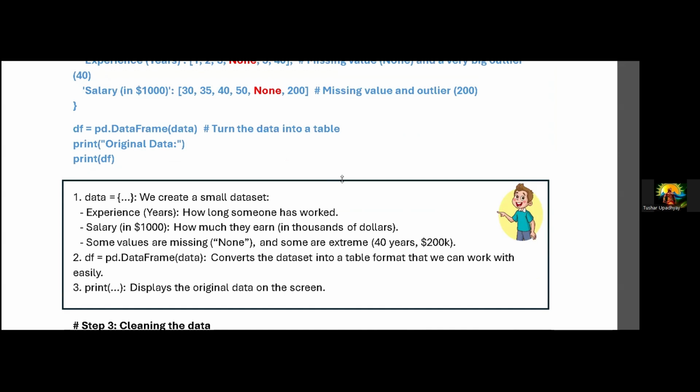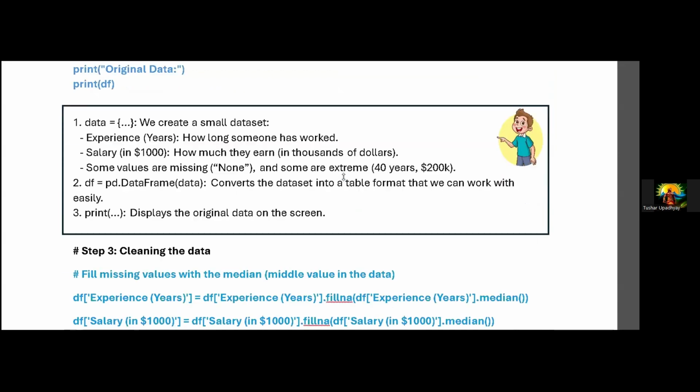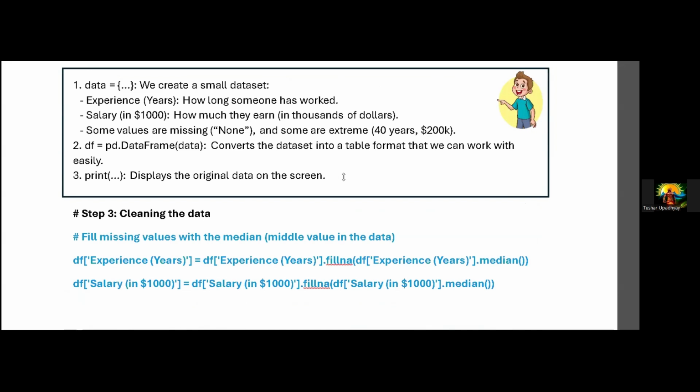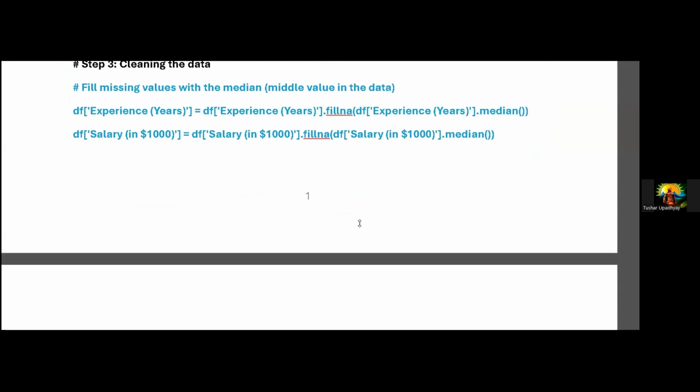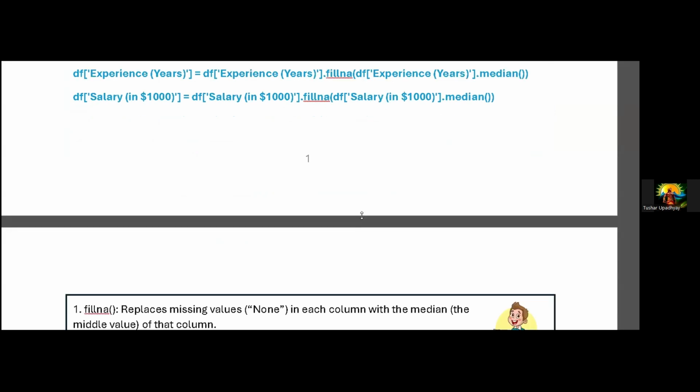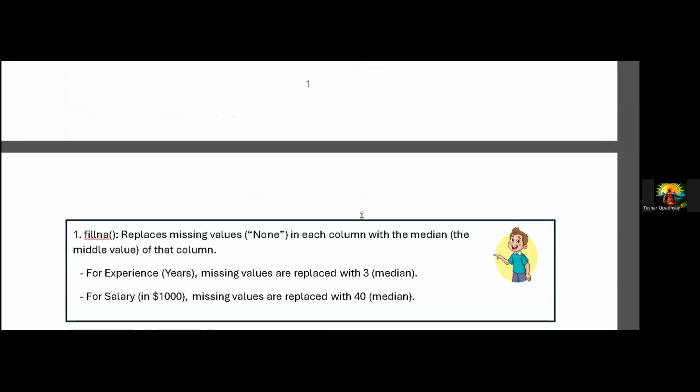All right. So once this is done, we start off with the cleaning of data. How would you clean the data? Here we'll be using the fillna function on the data frame. The fillna function will replace the missing values in each column with the median. So it will replace it with the median in each of the cases. Like in case of experience, it will replace it with 3. And for salary, it will replace it with 40.